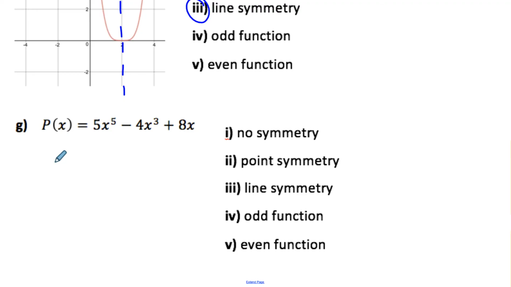And part G, all 3 terms are odd degree. Degree 5, degree 3, and degree 1. Since they're all odd degree terms, that makes this an odd function, which means it has point symmetry at the origin.